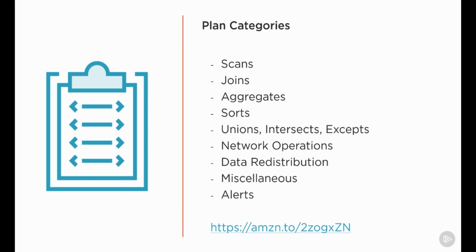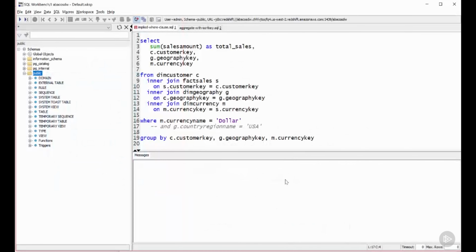So let's explain each of these categories using actual queries from our Abaco sample data, and most of these are queries that we've already run. For example, this query right here is the one that we used to show the benefit of including all the additional where predicates. If we take the one that just filters on $, that explain plan looks something like this.